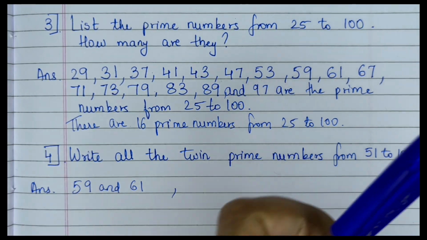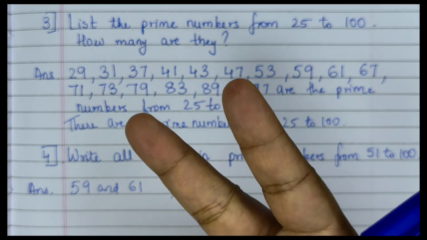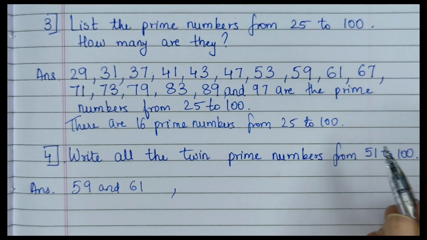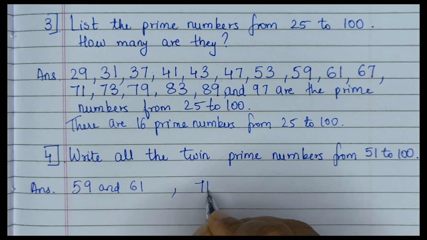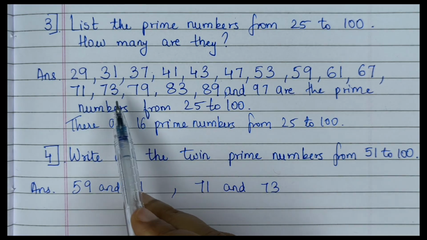After 71, 72 and 73. Difference of 2 is there, okay, between the prime numbers. Then only it is a twin prime number. That means 71 and 73. 71 and 73. Up to 100. Let's check up to 100.